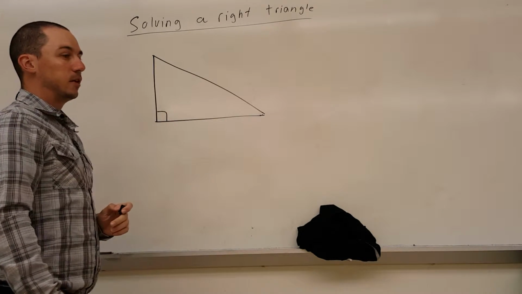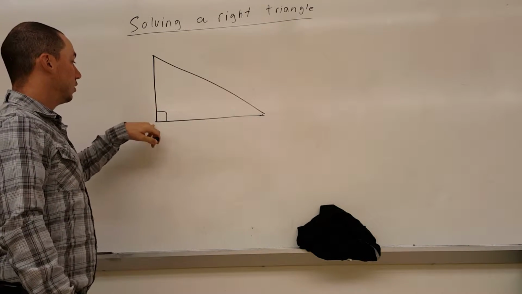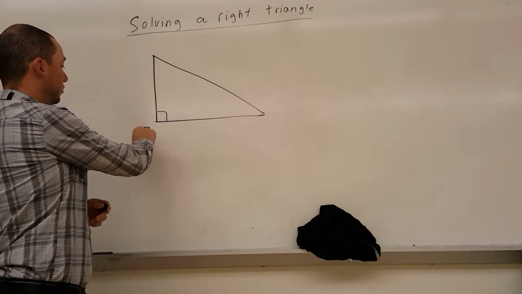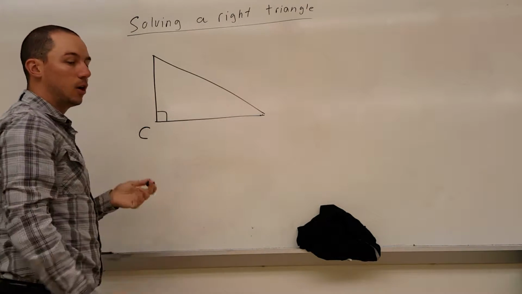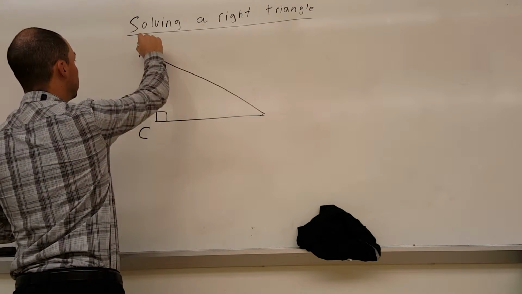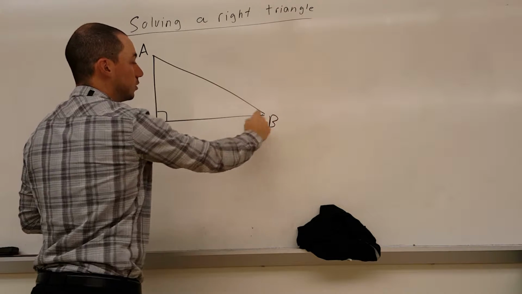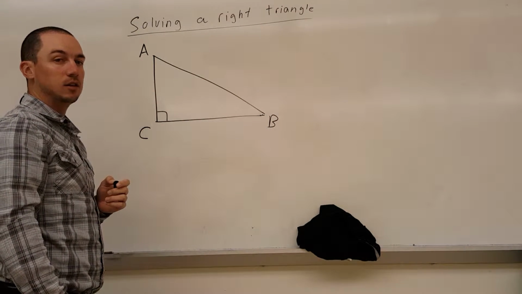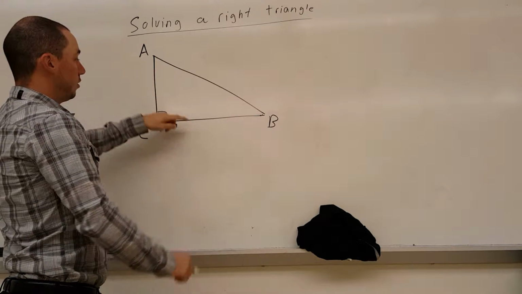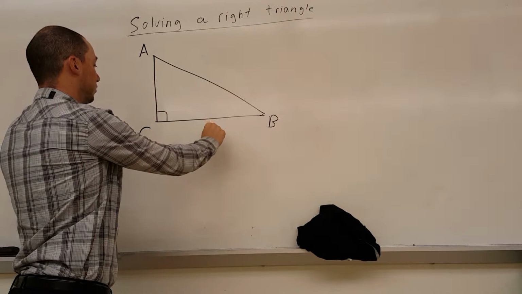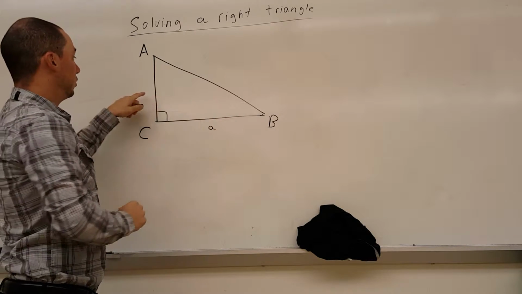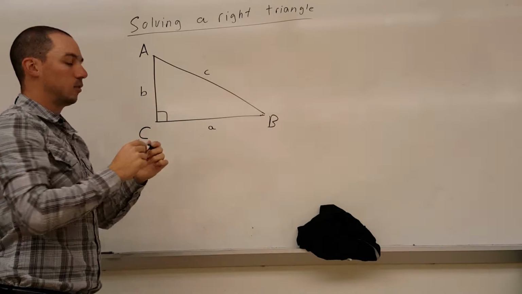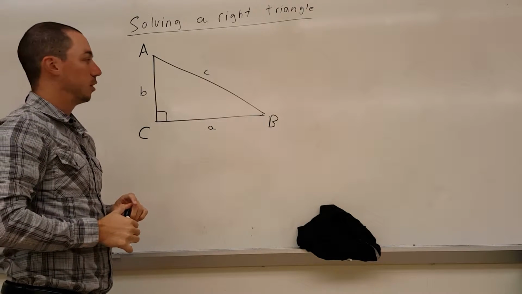So the correct way to set up a triangle: the right angle is always going to be angle C. The other two angles, you should call them A and B, it doesn't matter which one. Angles have capital letters, and the opposite side of each angle is lowercase. So if it's angle A, the opposite side will be lowercase a. Angle B, opposite side, little b, and little c. Okay? That's the correct way to set up a right triangle.